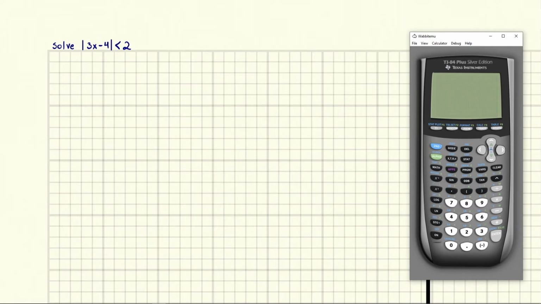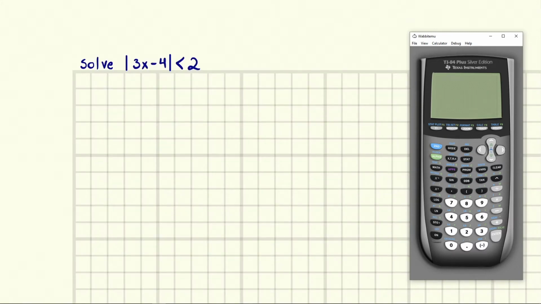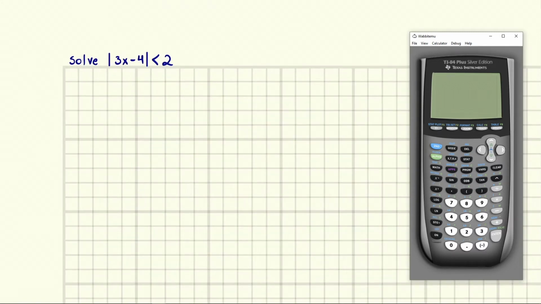Eric Burgess here, and we've been given the following equation: the absolute value of 3x minus 4 is less than 2. So we want |3x - 4| < 2, and we've got the absolute value. Remember, absolute value is going to take whatever's in here and make it positive. So if we wind up with negative numbers in here, we want those negative numbers to be less than 2.